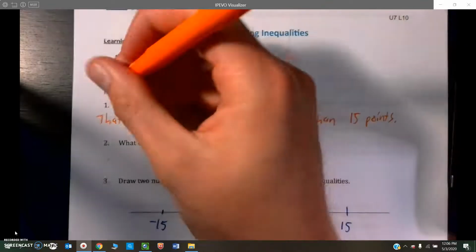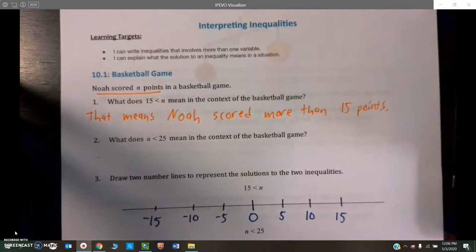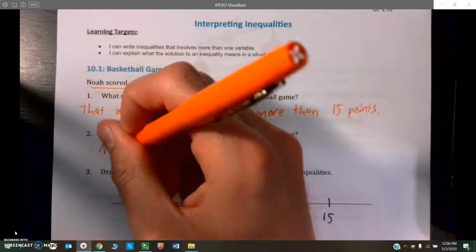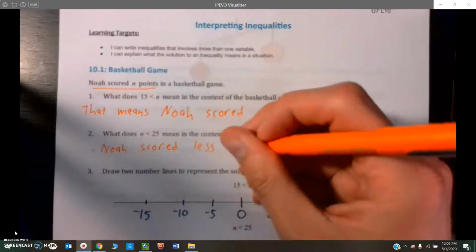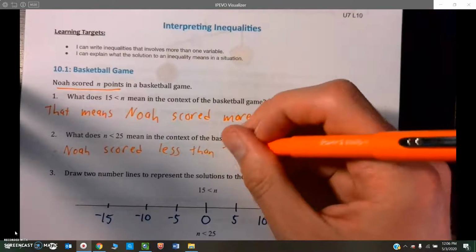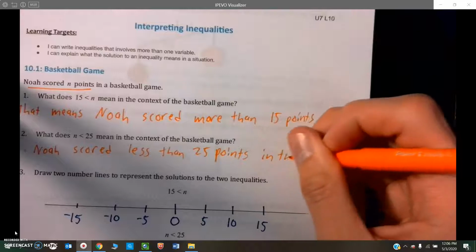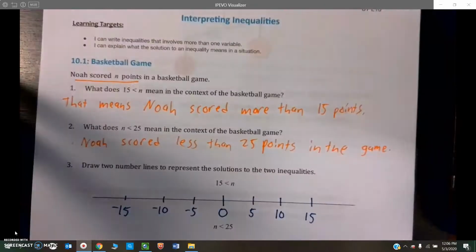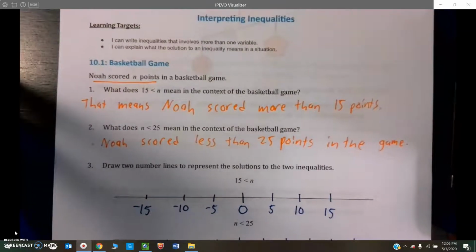So once again, N represents the number of points that Noah scored. So that would mean Noah scored less than 25 points in the game. So once again, that's an inequality that represents a situation. In this case, Noah and the points he scored in a given basketball game.